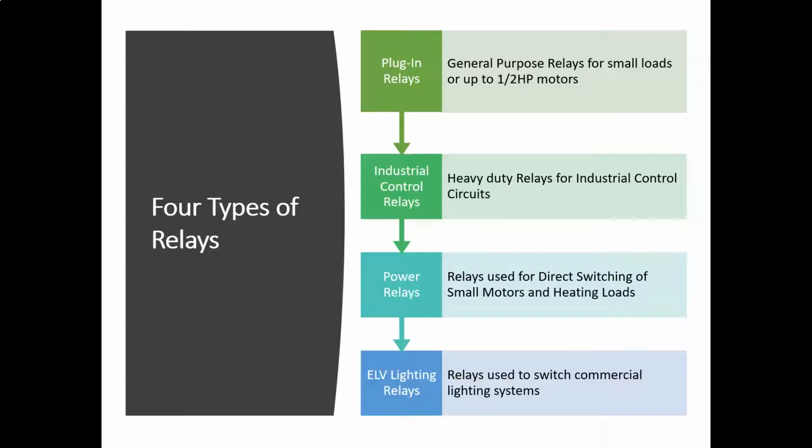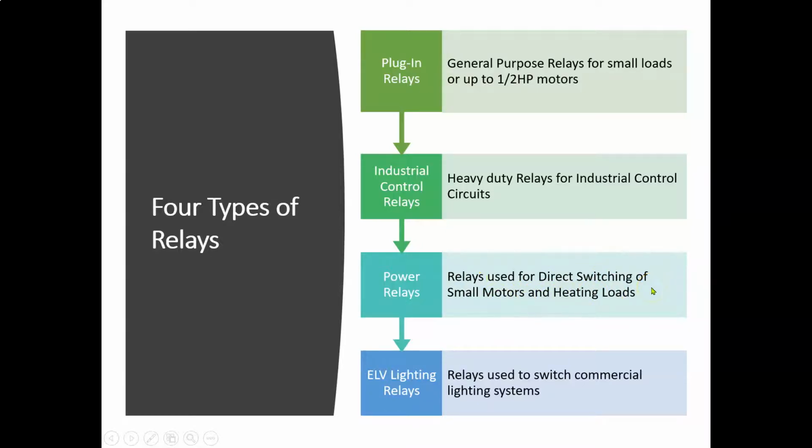All right, the 4 types of relays we're going to talk about today. We have plug-in relays, so the general purpose. They're smaller ones, sometimes transparent. They call them ice cube ones, or ice cube relays, usually for up to around a half the horsepower. Okay. Then we have industrial control relays. Obviously, it's going to be larger for heavy-duty setups than industrial control circuits. Then we have power relays. Relays used for direct switching of small motors and heating loads.